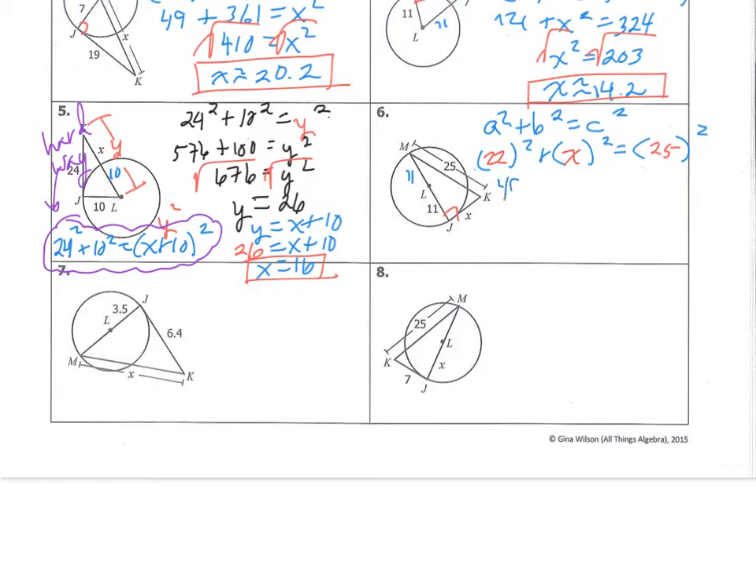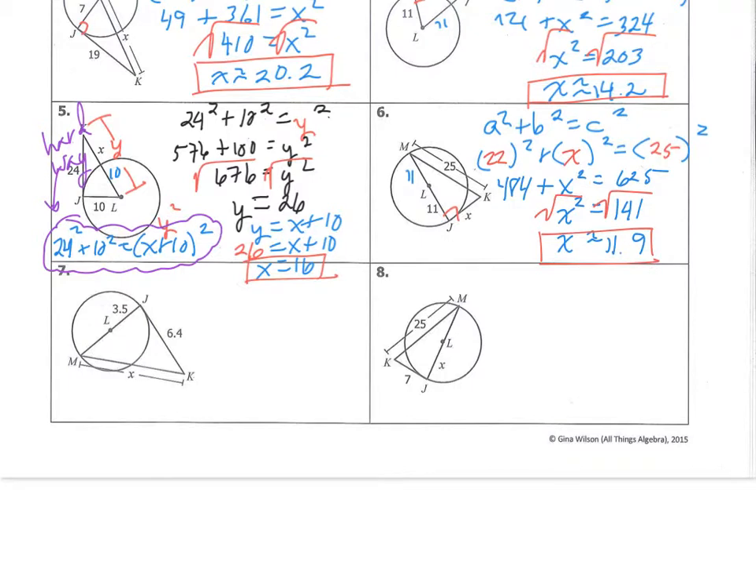484 plus x squared equals 25 squared is 625, right? So subtract 484 from 625, what do you get? 141, and then now take your square root of both sides. What is x to the nearest tenth? 11.9. Does that answer the question? Yes. That's a really sad 9. There we go.